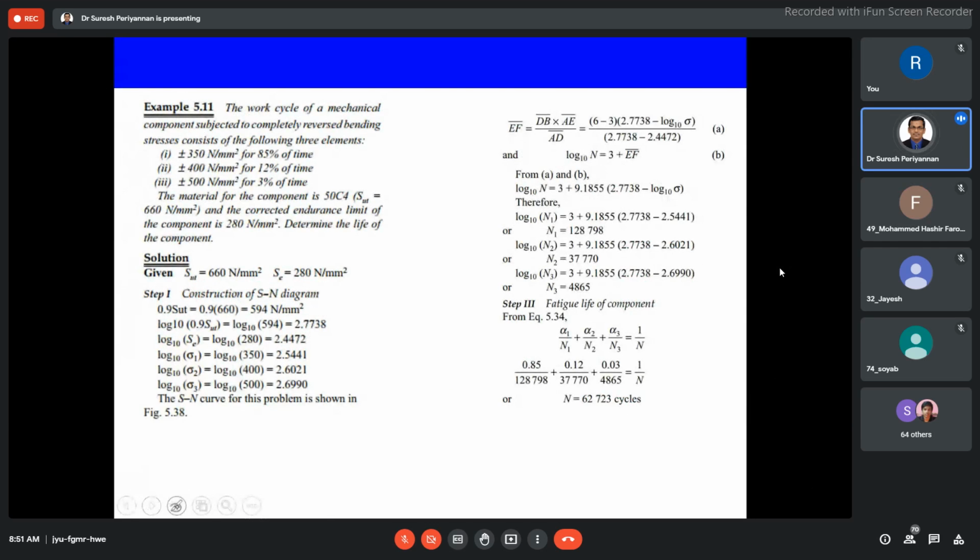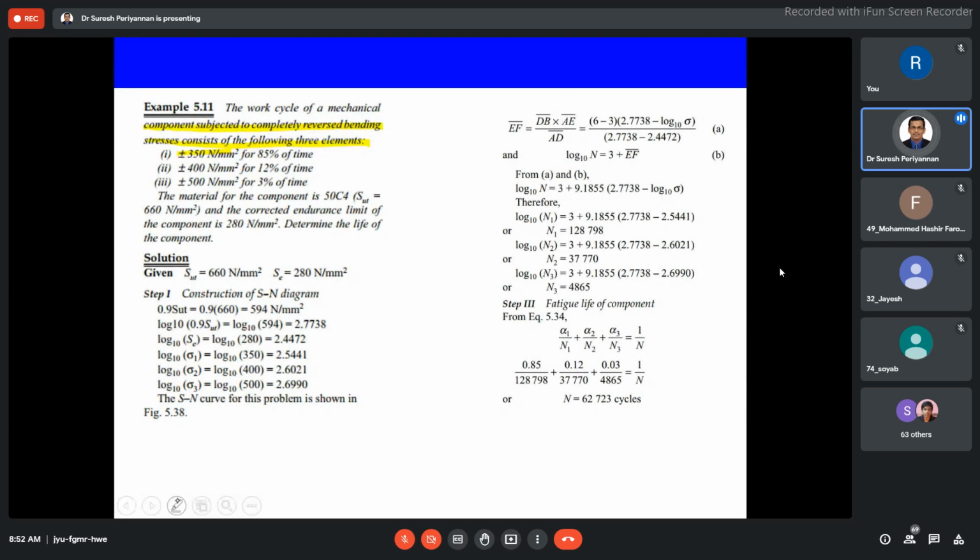Now see here, the work cycle of mechanical components subjected to completely reversed bending stress consists of the following 3 elements. This is a stress cycle. This is the S1 or sigma 1, a stress amplitude. Now I can consider this the endurance limit 1 also.